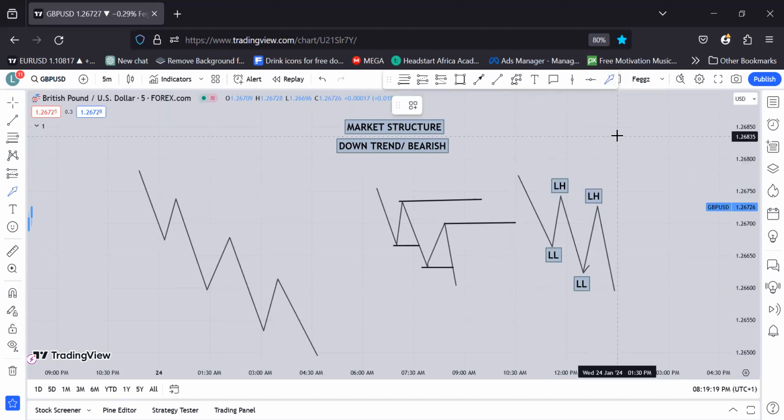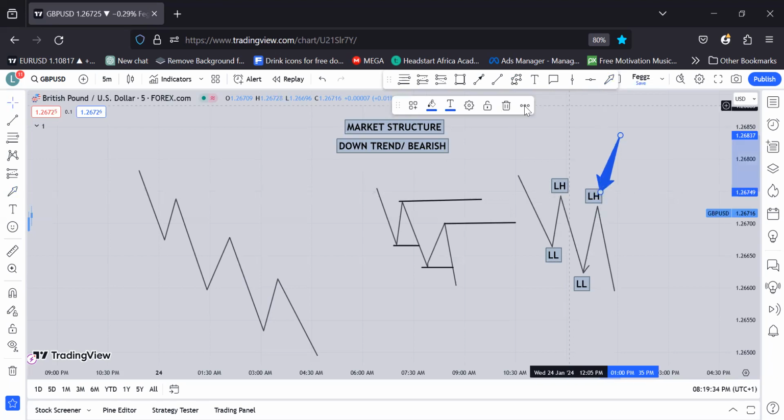Meanwhile, you can see this high, this particular place is higher than this, right? So that is why this place is called a lower high. This next place is called a lower high. Why? It is lower than this previous high. As you can see, that is why we call it a lower high.